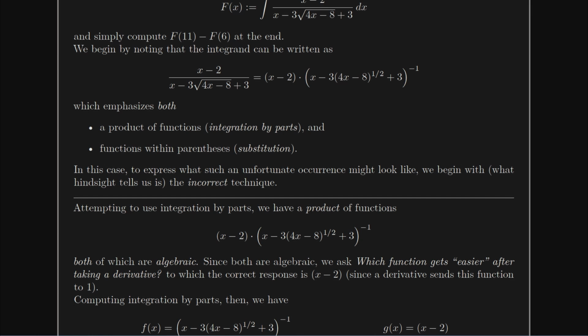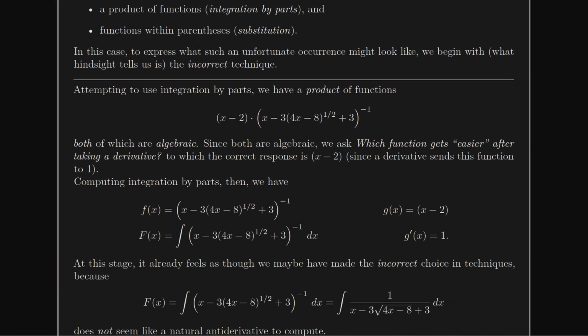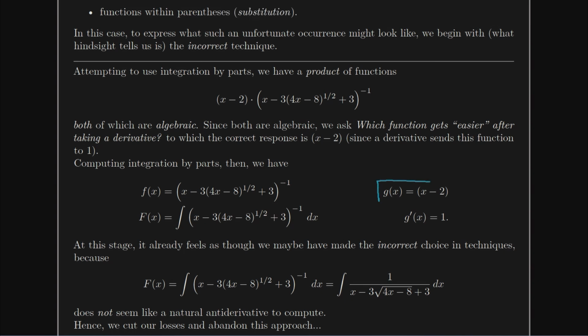Okay, hopefully you made a decision. As far as the book is going, since I see this product of functions right away, let's just choose the product of functions. There they are. And we definitely have one function which gets easier if we go ahead and take a derivative of it, right? So this x minus 2 will get quite a bit easier. The derivative of x minus 2 happens to be 1. And so that's why I'm going to label that g, in which case its derivative is 1. I'm going to label everything else in parentheses, including the negative 1 power, f, and then I have to compute its antiderivative.